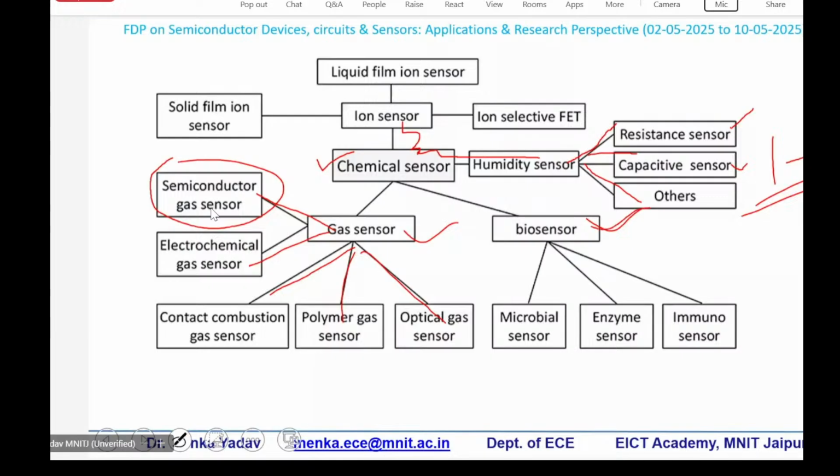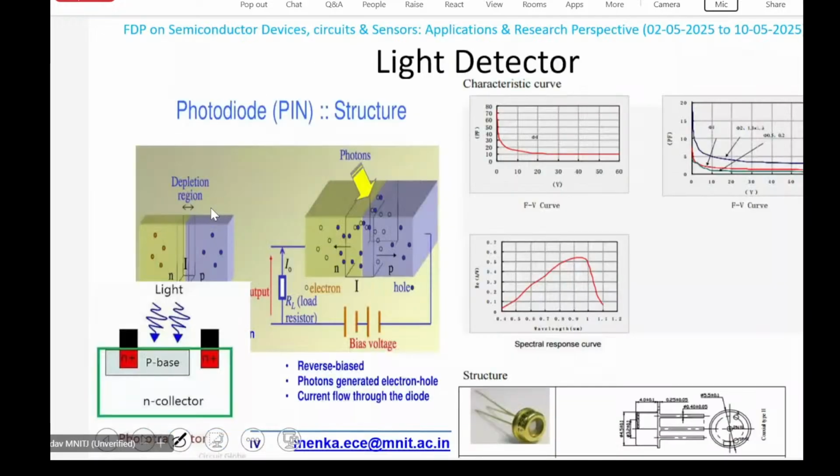Likewise, you can have biosensors. So in biosensor, you can have microbial biosensor, enzyme sensor, immunosensor, etc. So these are the different types of sensors, and yeah, in the ion category, you can have ion selective fats and solid film ion sensors. These are the categories.